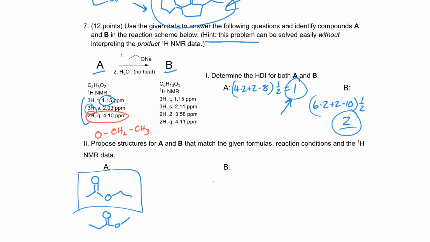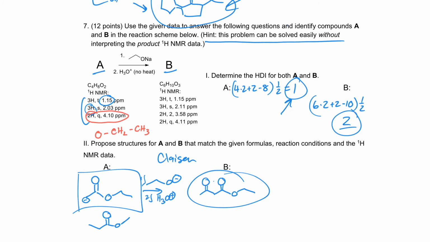Now, if you look at the hint here, this problem can be easily solved without interpreting the product NMR data. We've got A. We know that A reacts with ethoxide. Second step, acid and no heat. This is a Claisen reaction. We have an ester reacting with basically the base equivalent of its OR group. And so we will deprotonate right here. We'll use that to attack another ester, and we're basically going to end up with the OR group lost off that other ester. So this is B.